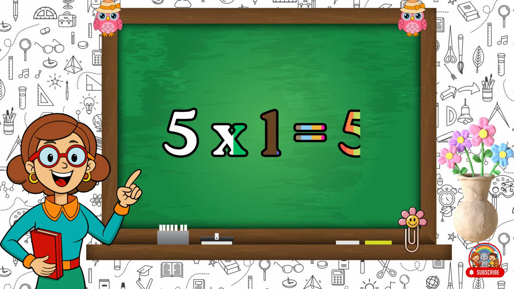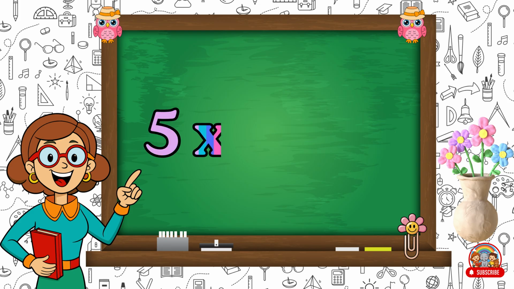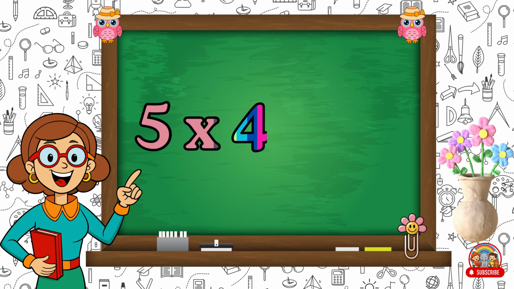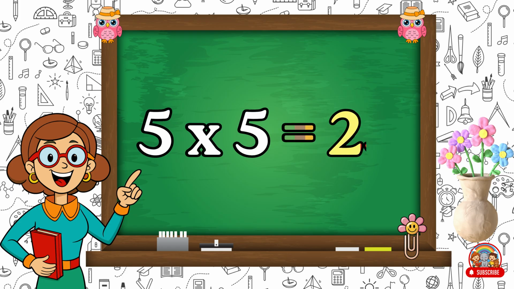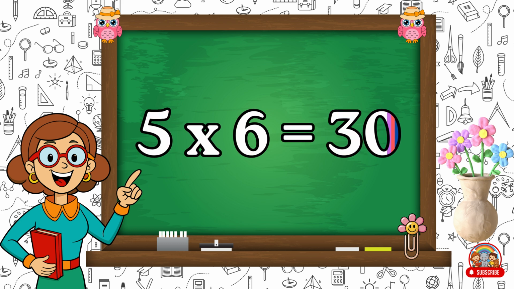5 ones are 5. 5 twos are 10. 5 threes are 15. Learning number is so easy. 5 fours are 20. 5 fives are 25. 5 six are 30.